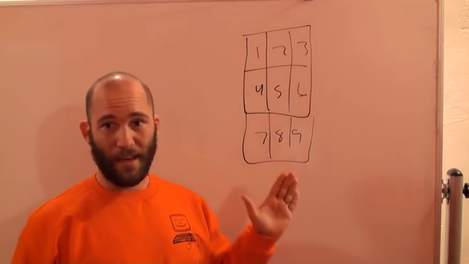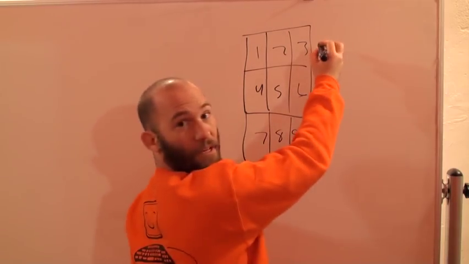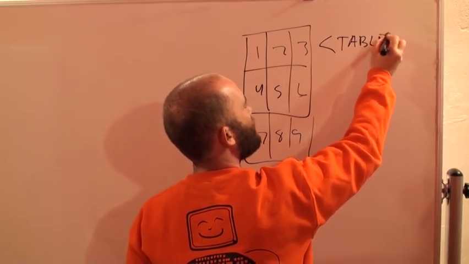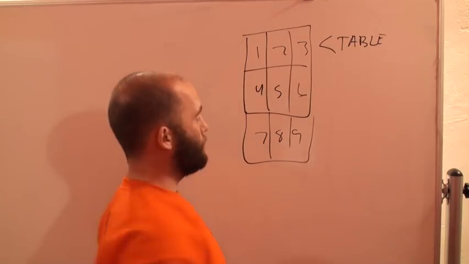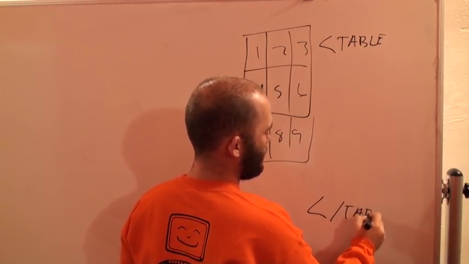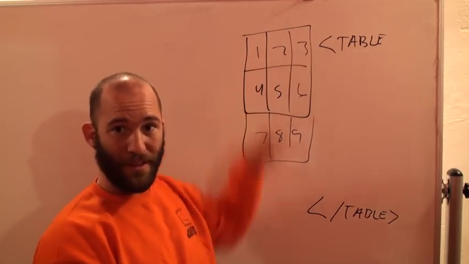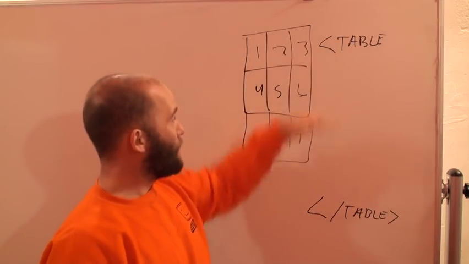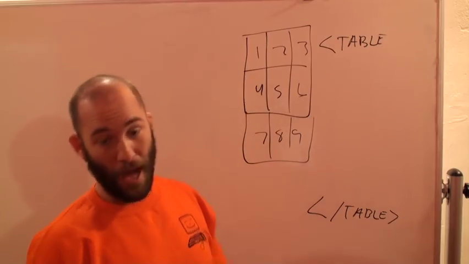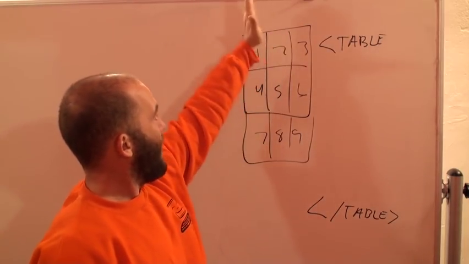So in order to create a table, again, you have to open the table. So we do table, and that opens the table. Then all the way down at the bottom, we close the table. So this opens the table, and this closes the table, and then everything in between here will be creating these little blocks, basically. So you have rows and you have columns.